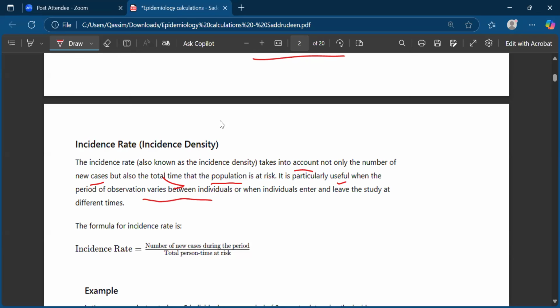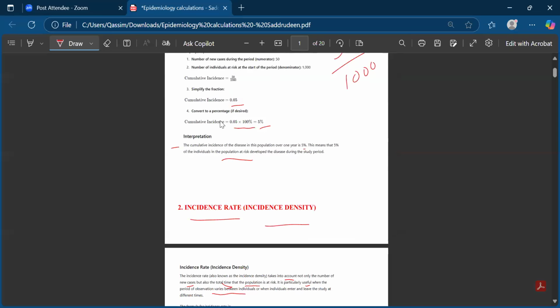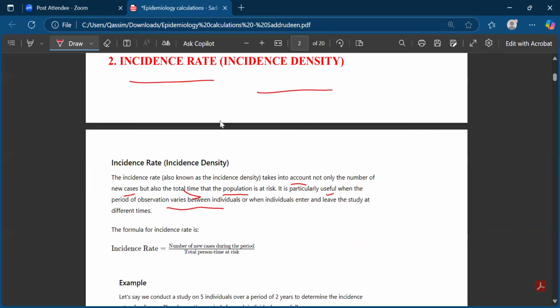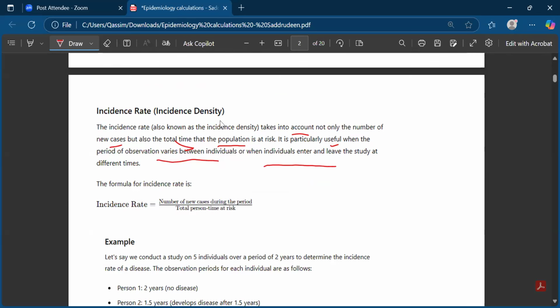For example, if you're studying a whole group over 1 year, we can use the cumulative incidence. But then let's say someone falls out of the study, someone comes in, someone falls out maybe after 6 months, someone drops out after 1 year, and your study period is 2 years, someone comes in maybe at the last 3 months. Now the best calculation to do is the incidence rate, also known as the incidence density. And it is good for studies where individuals enter and leave the study at different times.